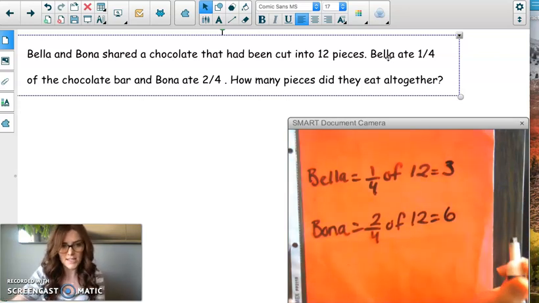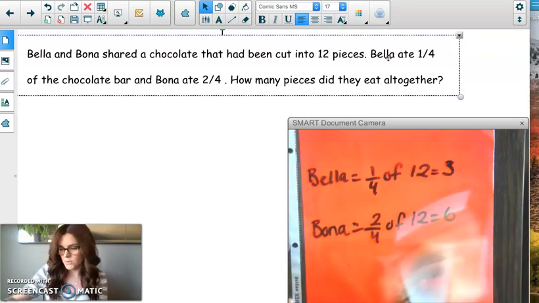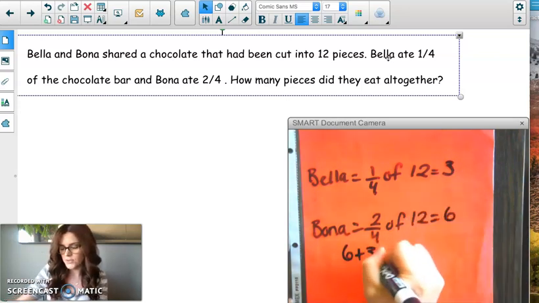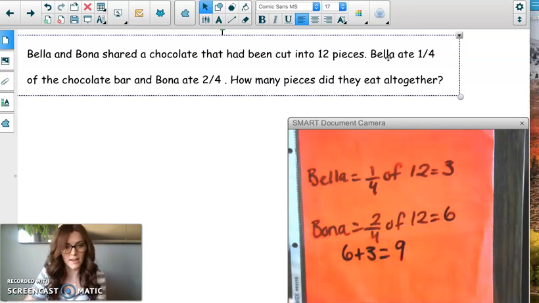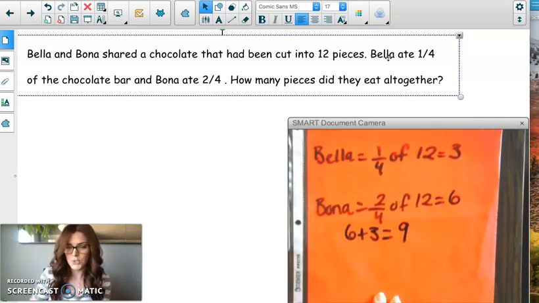Now the question is asking how many they ate all together. So we need to add both of these. So we have 6 plus 3 equals 9. So Bona and Bella ate 9 pieces of chocolate all together. Now if you want to solve this with a picture, you can do this.